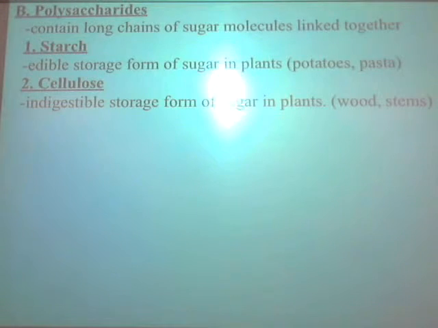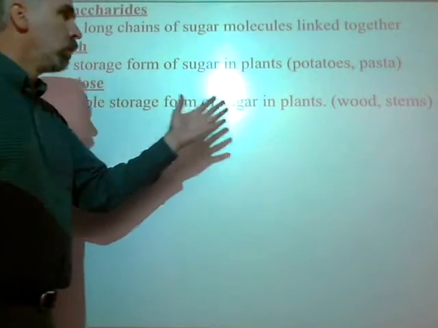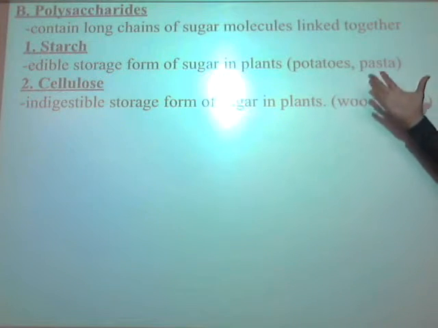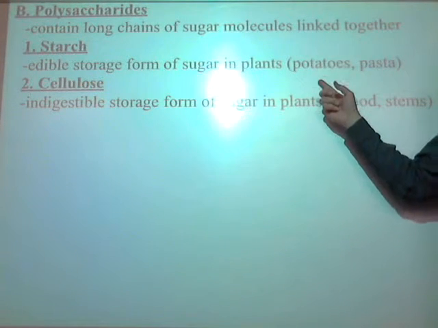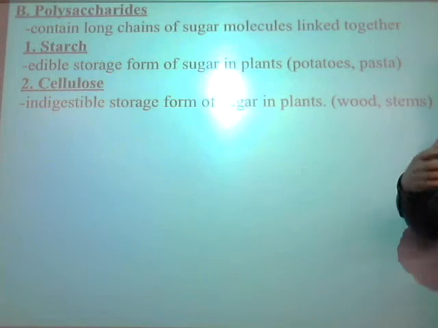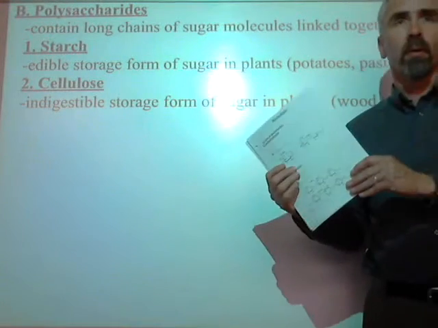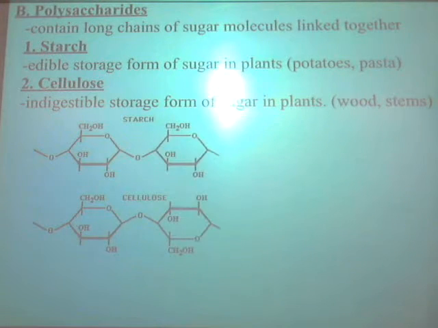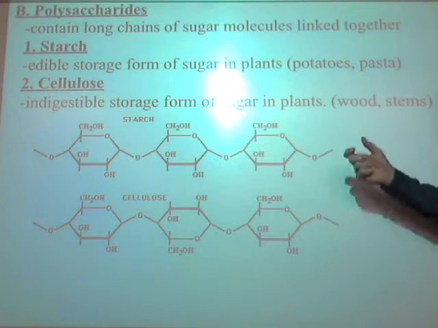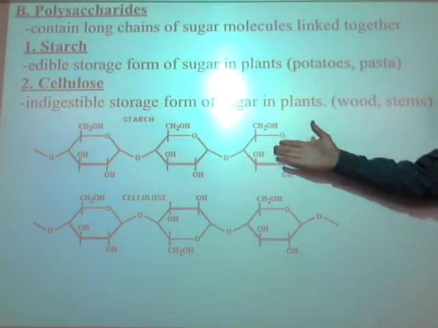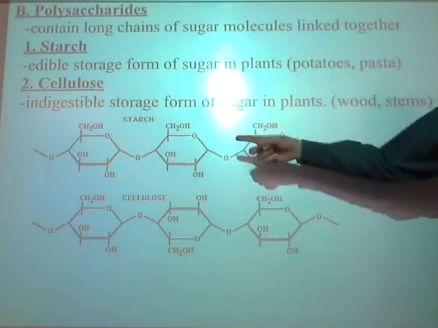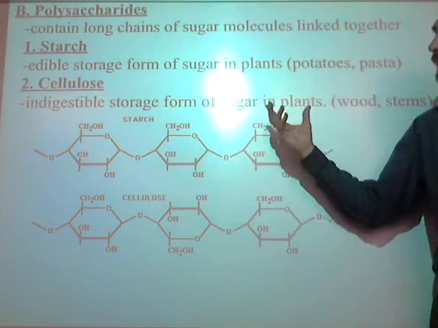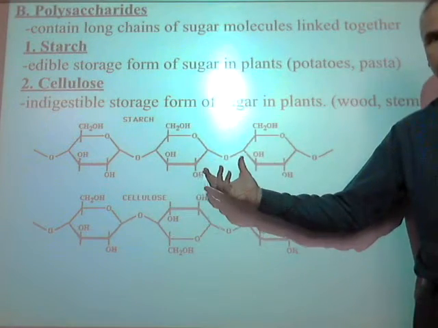And I'm going to stick with the P words. Obviously, wood and stem don't begin with a P. So what I'm saying is the difference between eating a potato and eating a piece of paper is really in this picture. All P words. Potato, picture, paper. Look at this. That's starch. You have the same drawing on yours. And that's cellulose. They're exactly the same molecules.